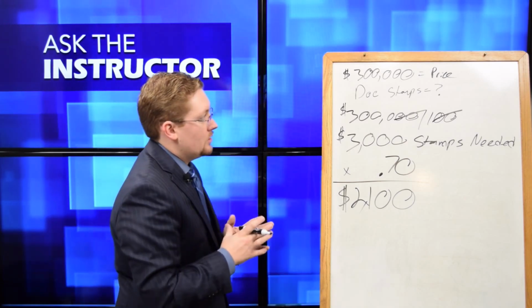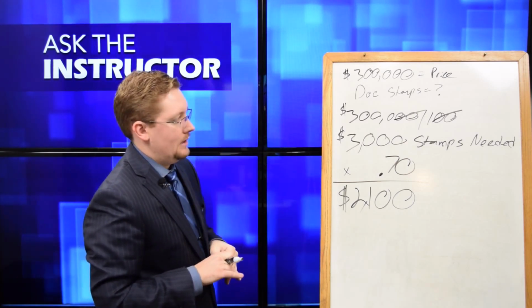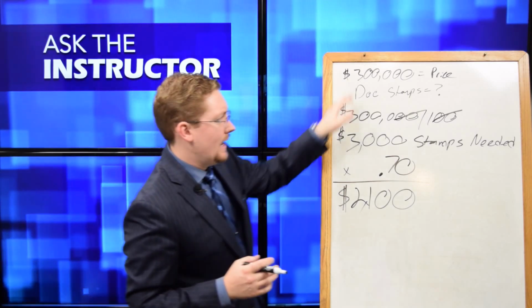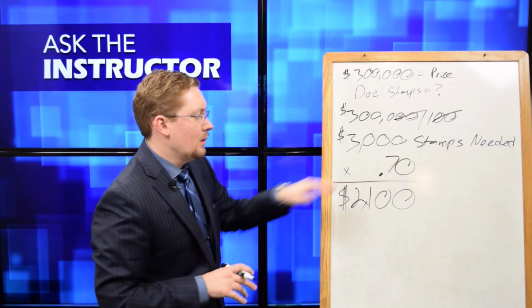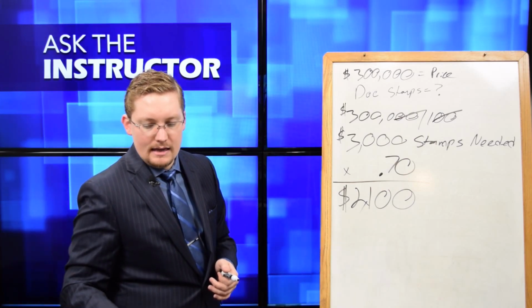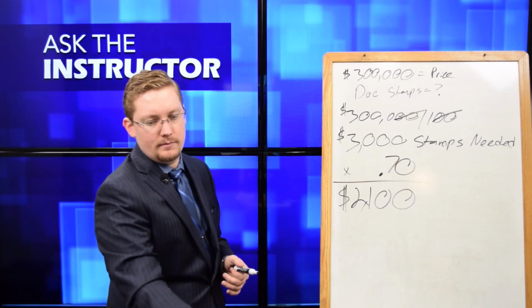So that's basically what you got to pay attention to right there. This is just going to be based off of the purchase price of the property. But you see, math is pretty easy. You just divide whatever that price is by 100, multiply it by 70 cents, and you get $2,100 in doc stamps. That would be your total cost for that, $2,100.